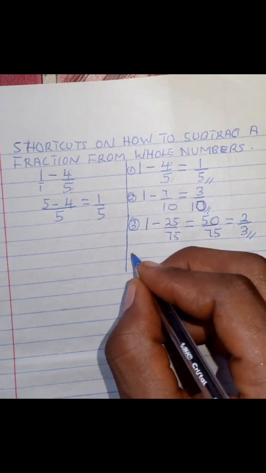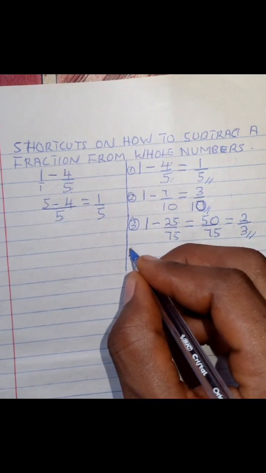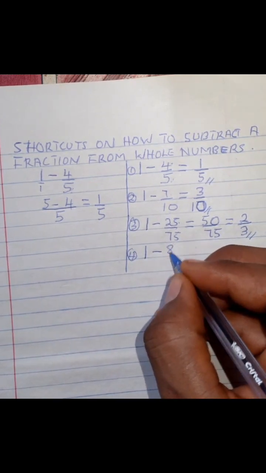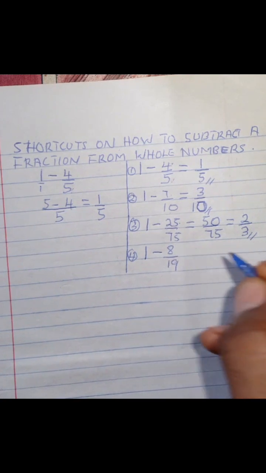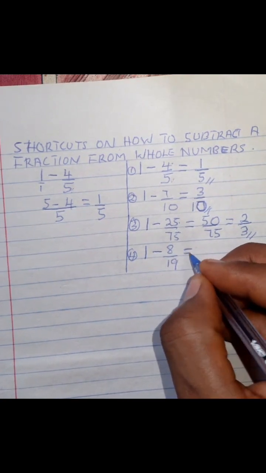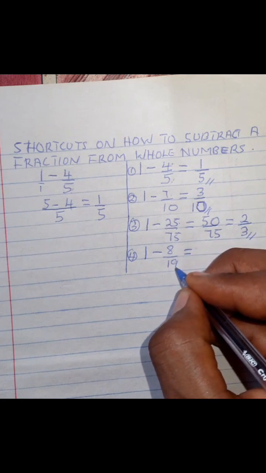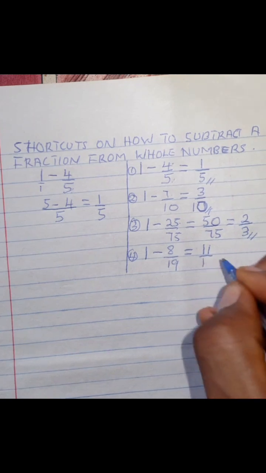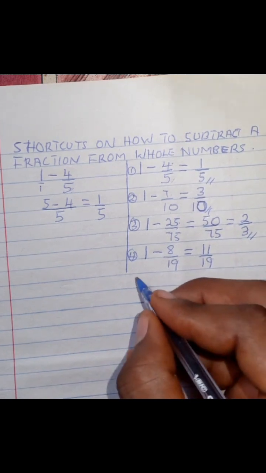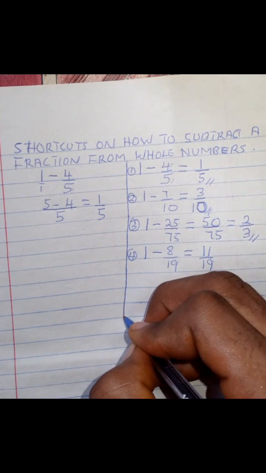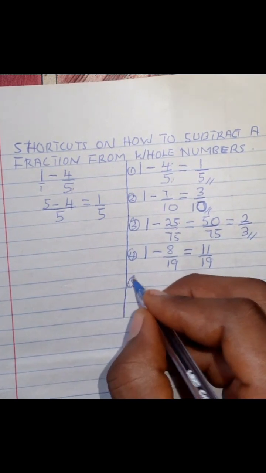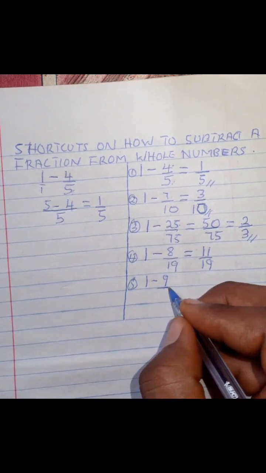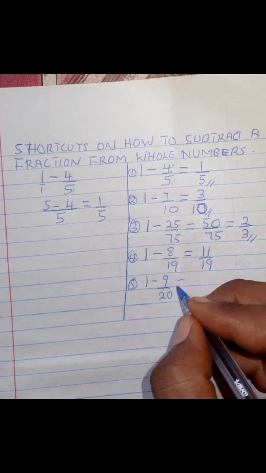So you can try the rest. So this one, for example 4, if I have 1 minus, let's say 8 out of 19, let me do this one for you again. What number will I add to 8 to make it 19? That number is 11, so it becomes 11 out of 19. So you can do the rest. Let me give you 2 more. So I have example 5, 1 minus, let's say 9 out of 20. Alright, so do this one.